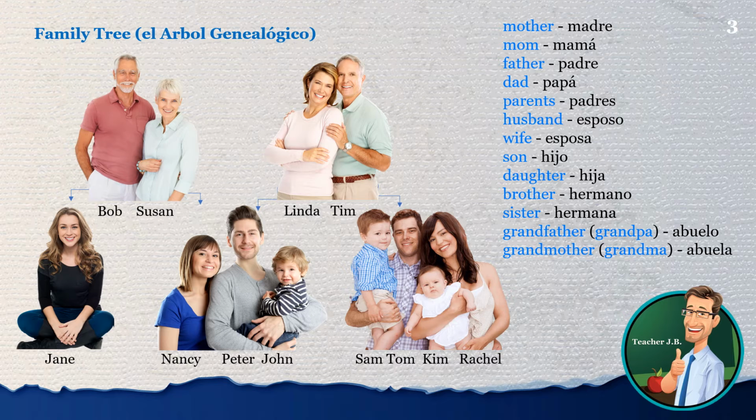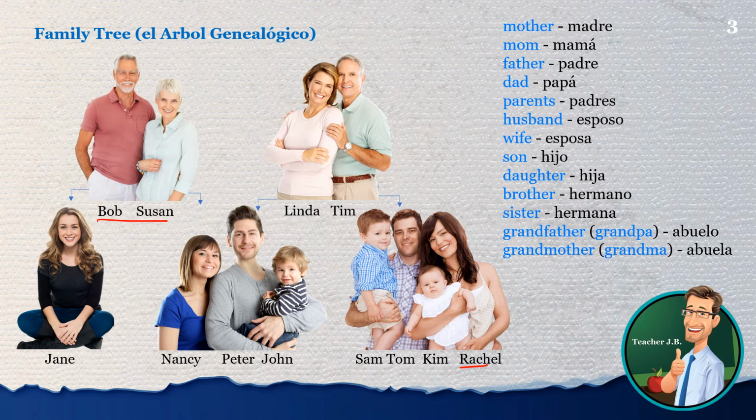Now son. Bob and Susan don't have a son. And Linda, Tim, they have two sons, Peter and Tom. And Nancy and Peter have one son, John. And Tom and Rachel have one son, Sam. So the word we just studied is son. Son. And next, daughter.